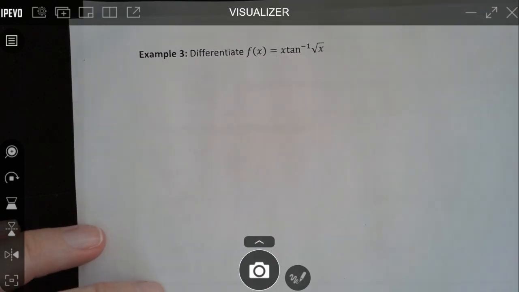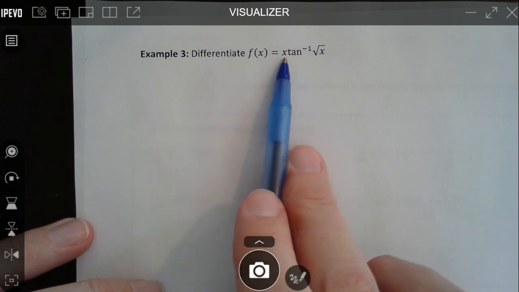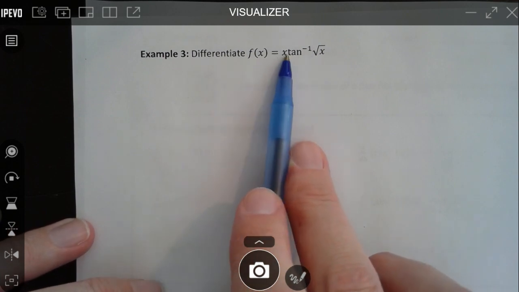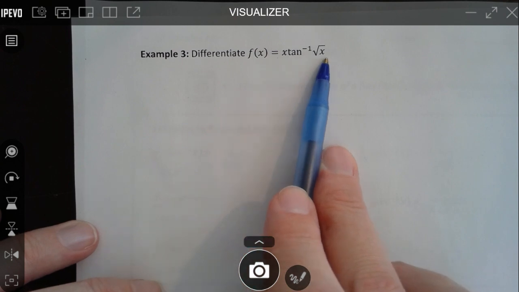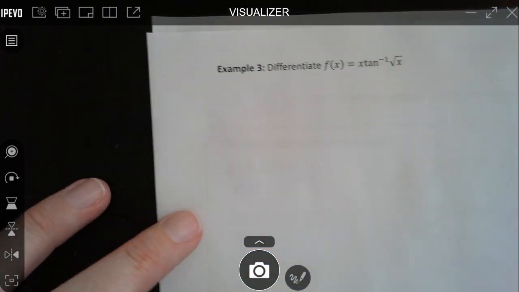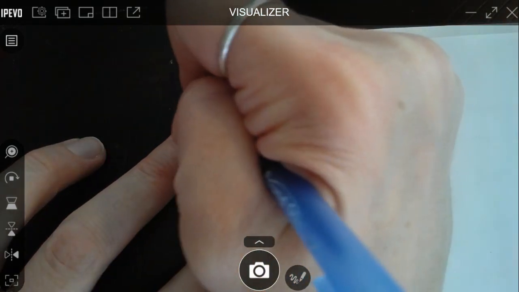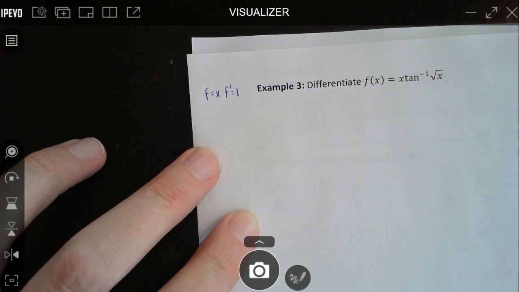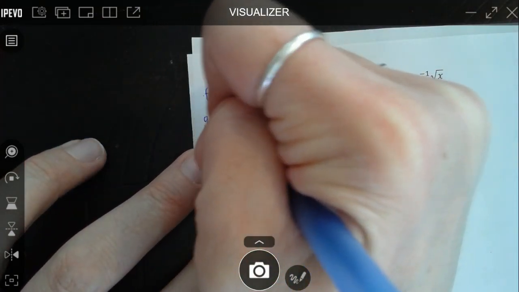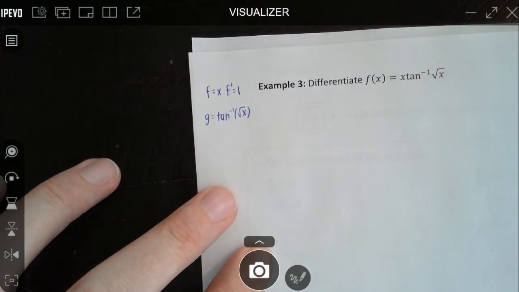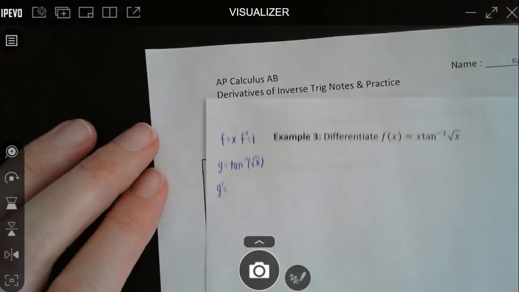All right, another example, a little bit different this time because now we're dealing with 1 inverse tangent and 2, we've got a product rule going on here because this is really x times the inverse tangent of the square root of x. So if I apply my product rule, my f would be x, f prime would just be 1. G would be my inverse tangent of the square root of x. And my g prime is going to be where I apply that rule.